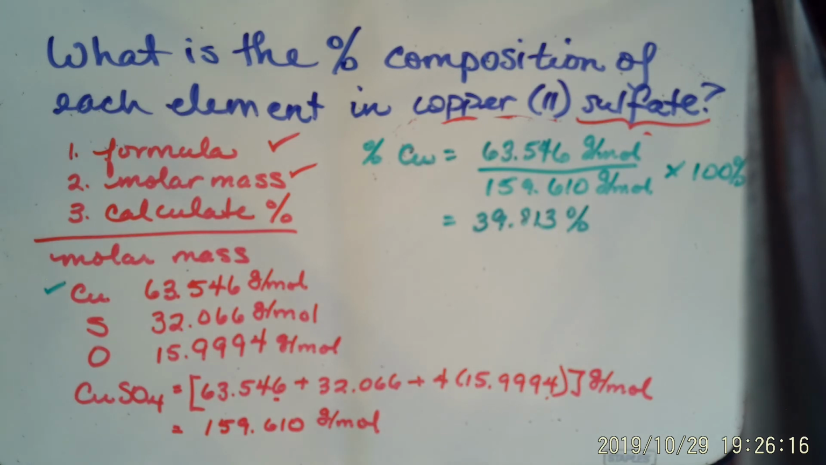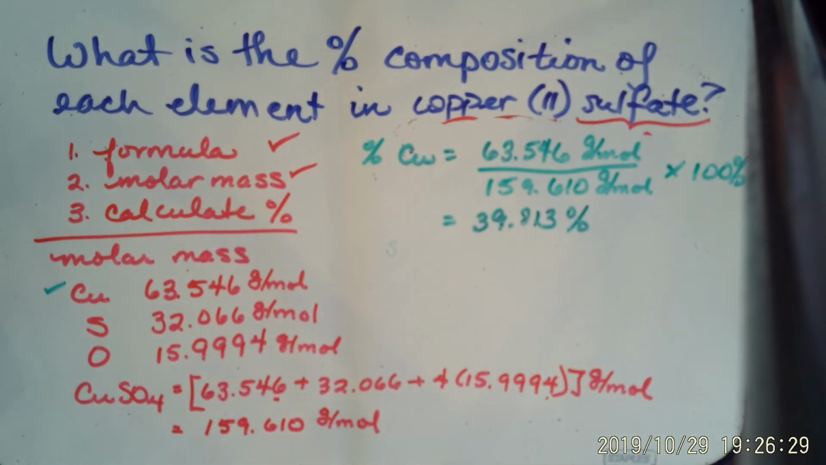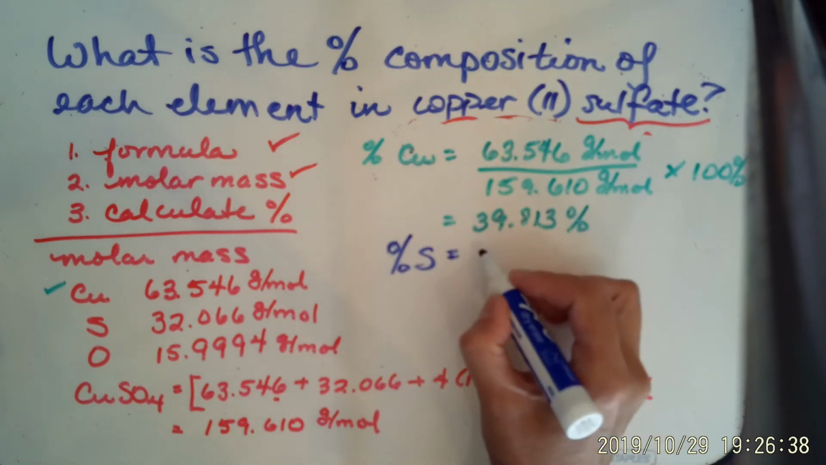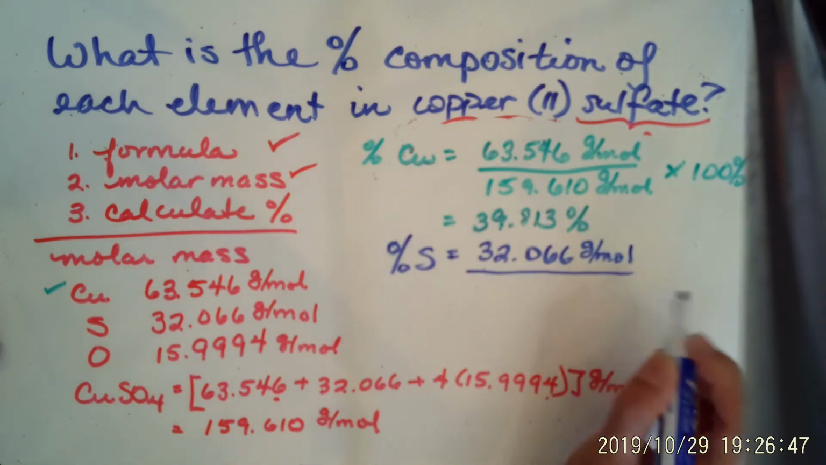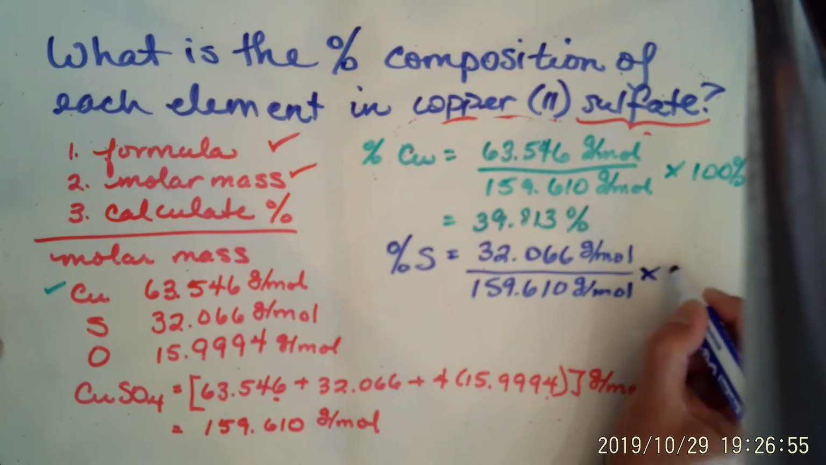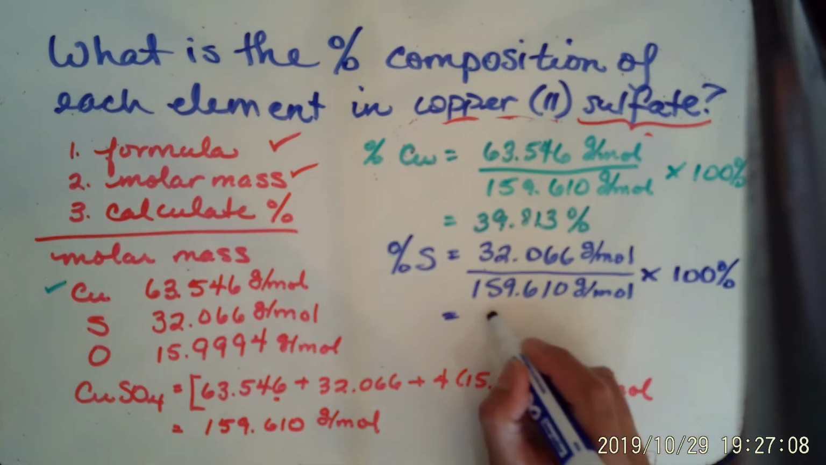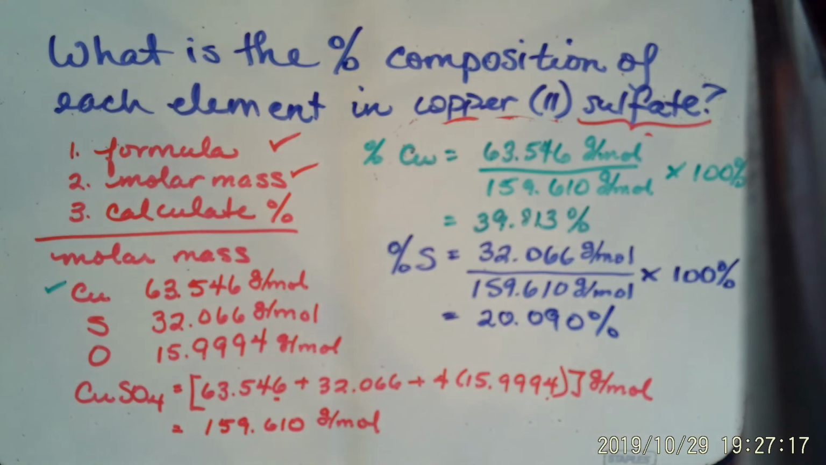Now let's look at the sulfur. So for percent sulfur, 32.066 grams per mole divided by, again, the 159.610 grams per mole times 100%. Okay, when we do that, we get 20.090%.